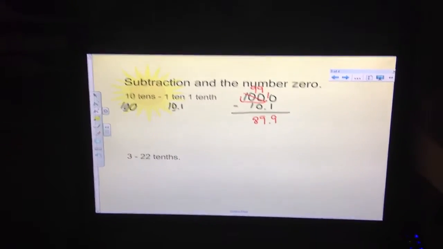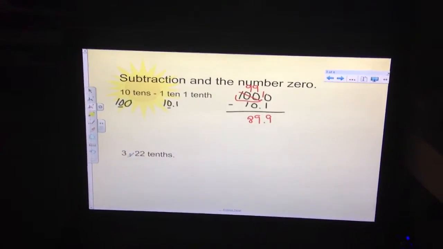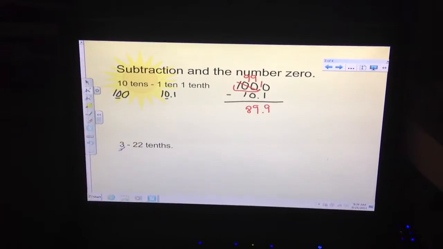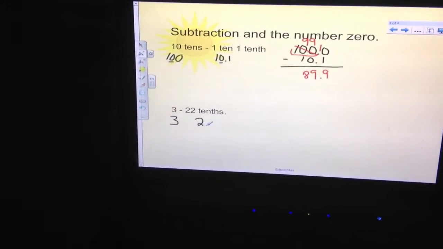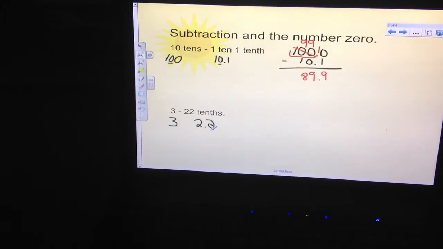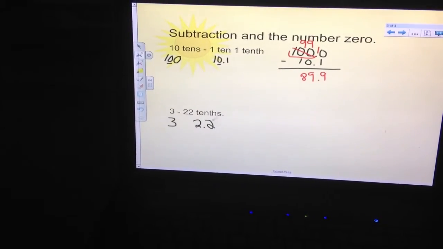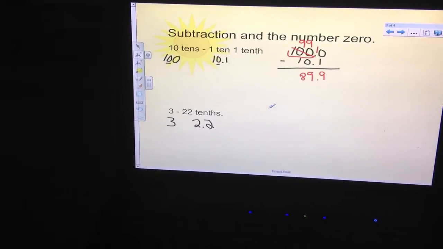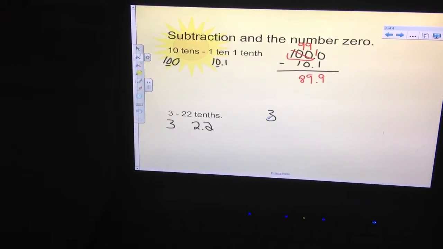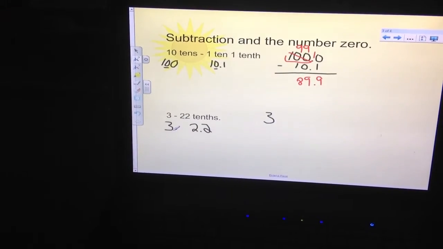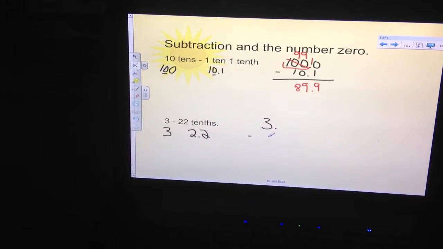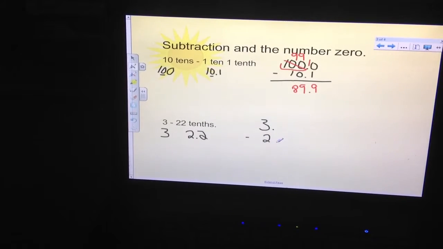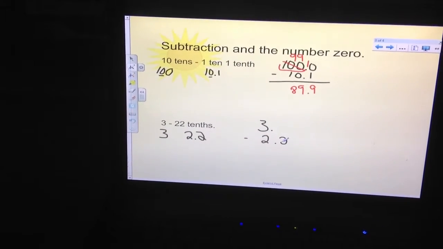Let's look at one more. So for this one, I have 3, which is already in standard form, minus 22 tenths. 22 tenths looks like this. And again, I want to end up in the tenths place, and I can see that I have 22 there. So I'll go over here and set it up in the standard algorithm. There's no decimal in this, but I'm going to put it in, and I know it belongs right there. 3 minus 2 and 2 tenths.